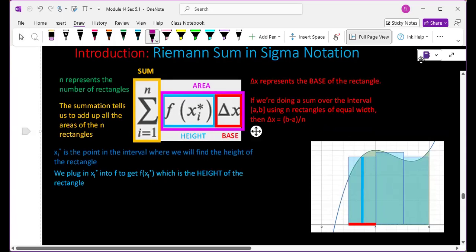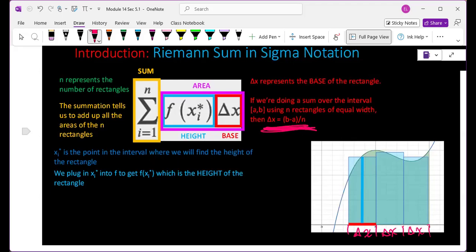All right, so we're going to use delta x to be the width of the base. And we're going to force that to be the same width every time. Now, by forcing it to be the same width, then I just need to know my start and my endpoint interval numbers, which we often represent as A and B. So I figure out the distance between them, and I divide it by however many rectangles I'm doing.